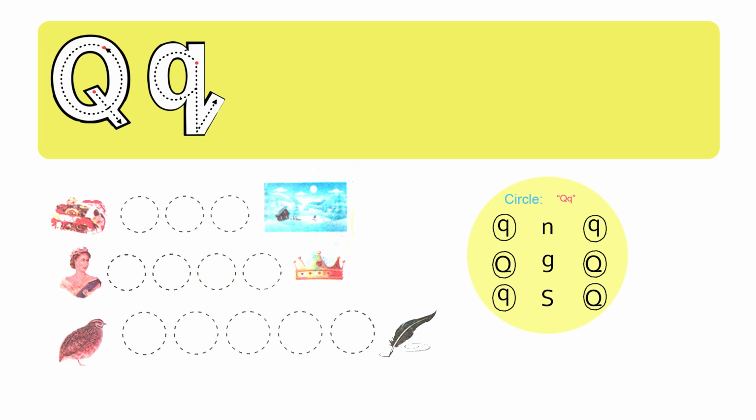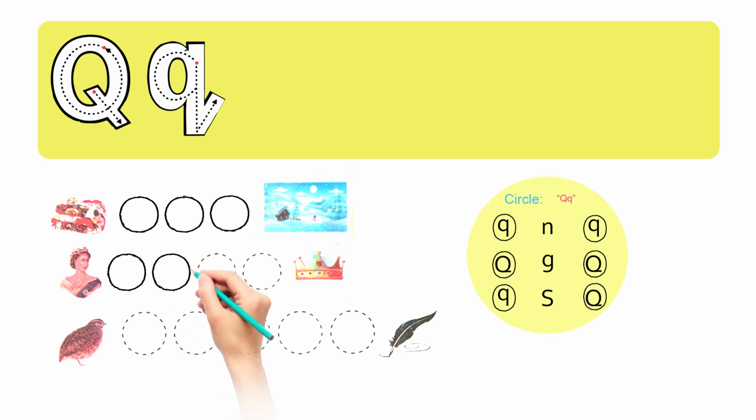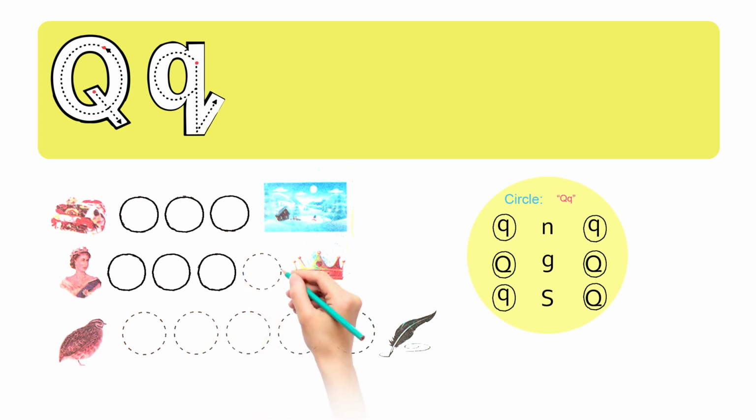Connect blanket to the winter with the help of circles. Connect queen to the crown with the help of circles. Connect quail to the quill with the help of circles.